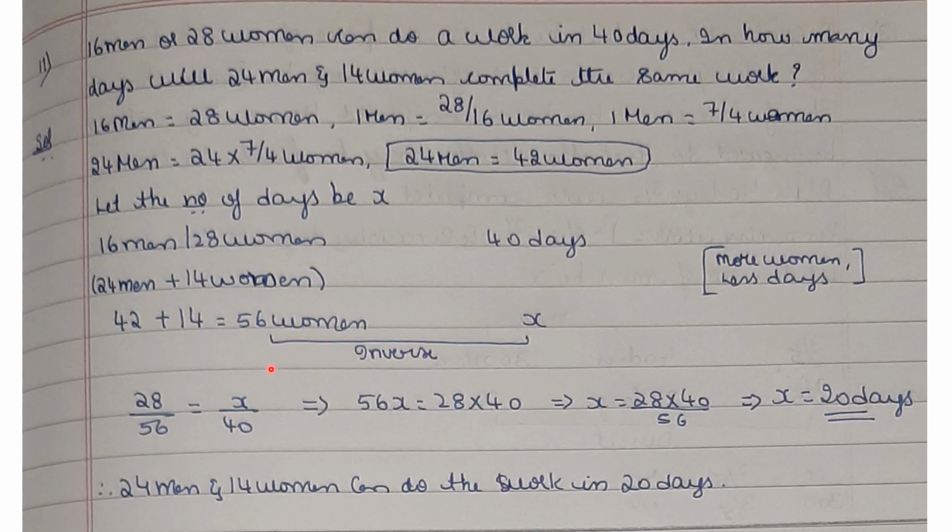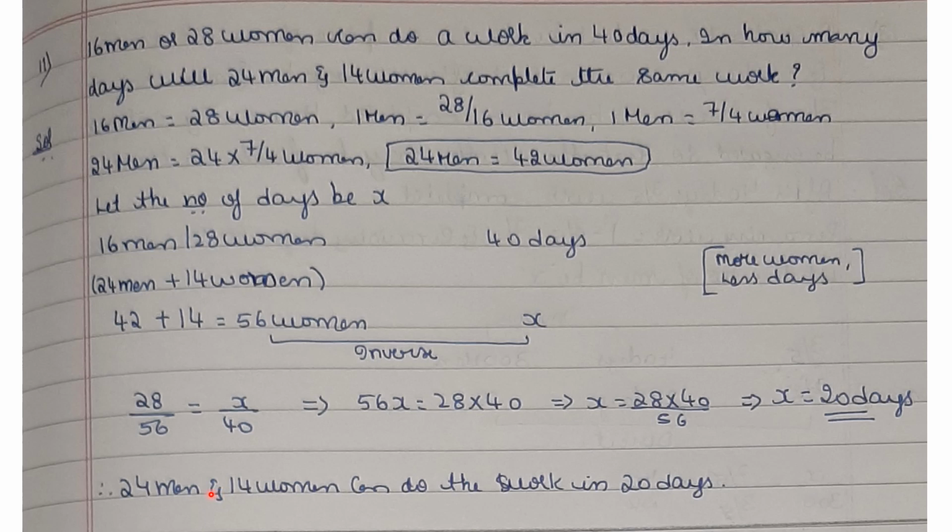So 28 divided by 56 is equal to x by 40, or else if you write 56 divided by 28, then you have to write as 40 by x. So this is an easier method. So this you write in direct way, this you write in inverse way, that is x divided by 40. Now cross multiply, you will get x is equal to 20 days.